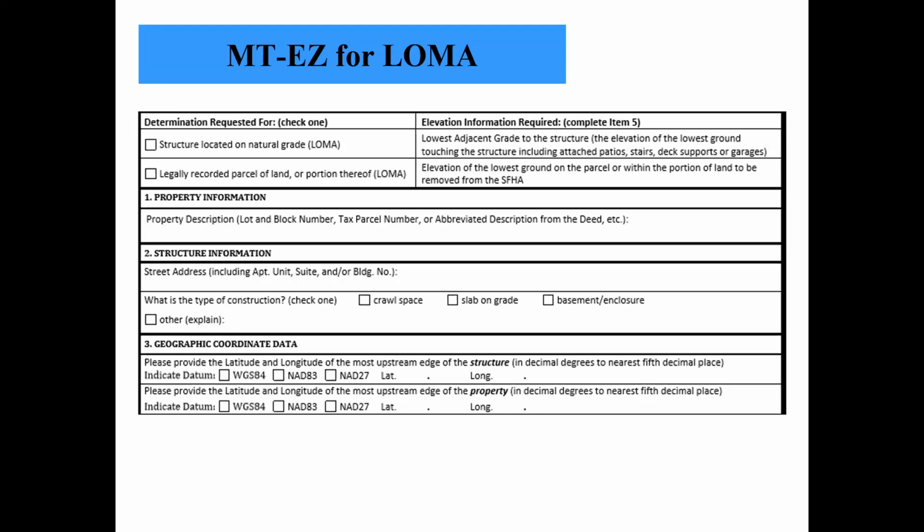There's a concept called intervening higher grade, and we have used this before to get structures with basements out of the floodplain, but it's not very common. But you need to determine what type of foundation we're looking at. And then, of course, the geographic coordinate data is important. We need to know what that coordinate is and make sure that everything is consistent with the coordinates.